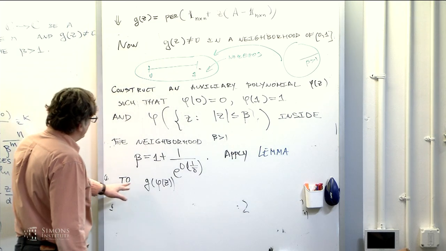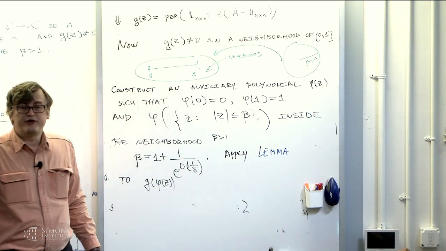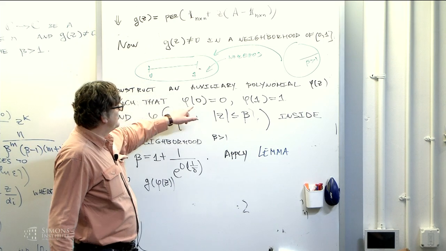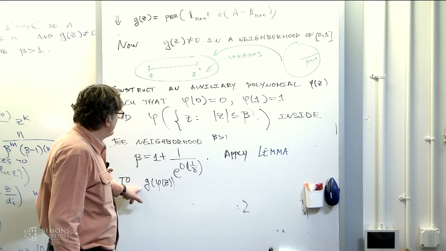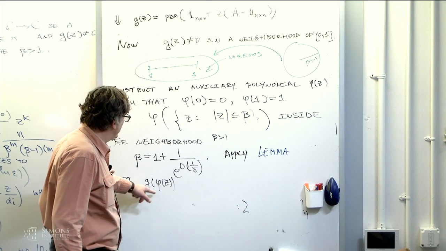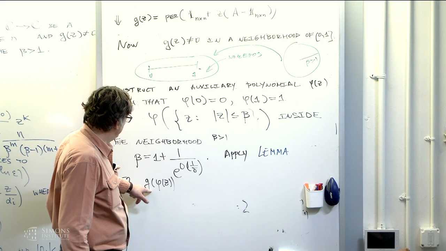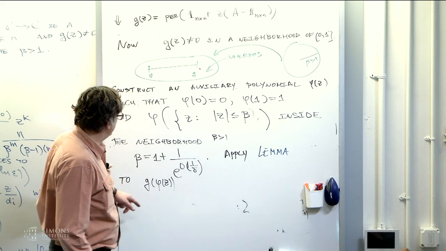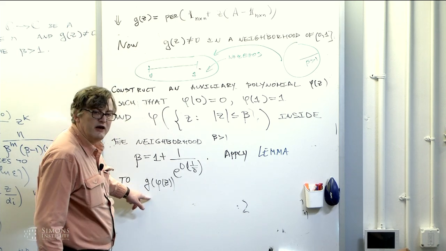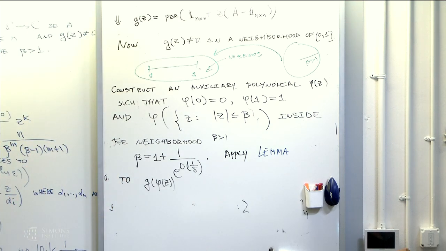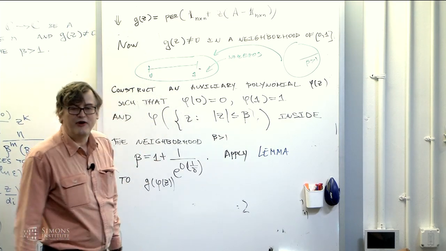Can you compute all the necessary derivatives at 0? Yes, you can. Because this polynomial maps 0 to 0, and therefore, if you look at the composition, to compute the kth derivative at 0, you need to know only the first k coefficients of this. So you cannot get lower degree terms from a high degree because phi of 0 is 0.